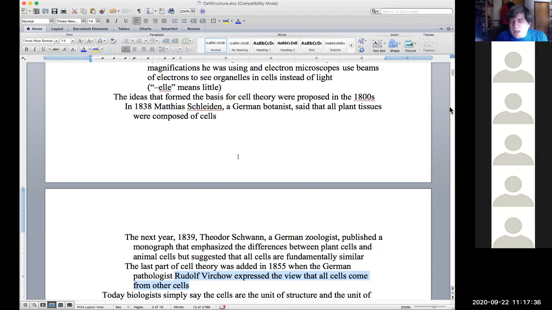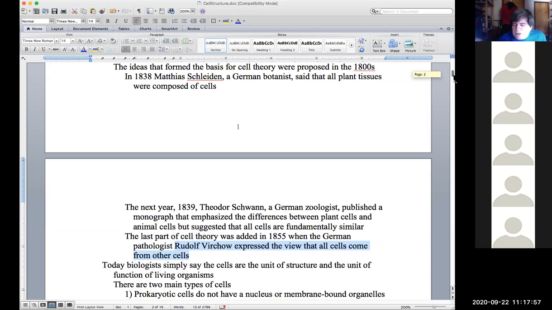So these are the two basic ideas of cell theory. All living organisms are made of cells. And remember, that was one of the things that we said was a defining characteristic of living organisms back in the first chapter. And the second part is cells come from other cells. They don't just pop into existence.